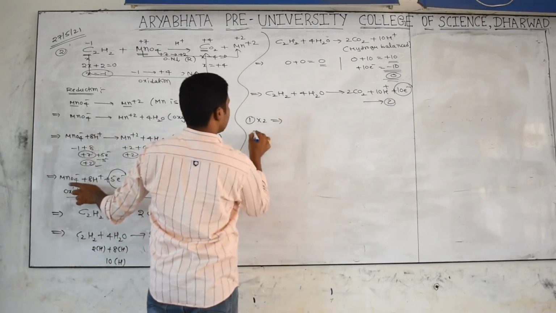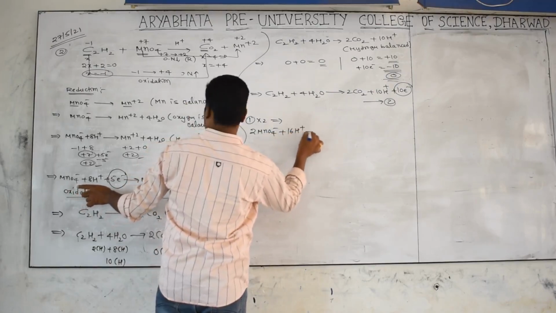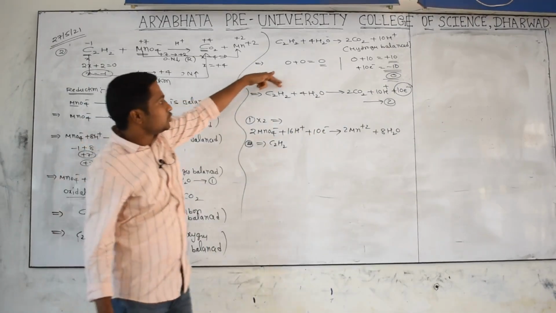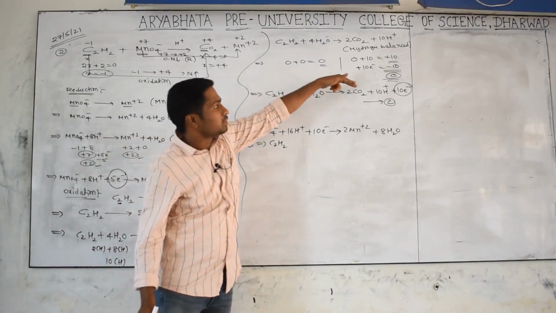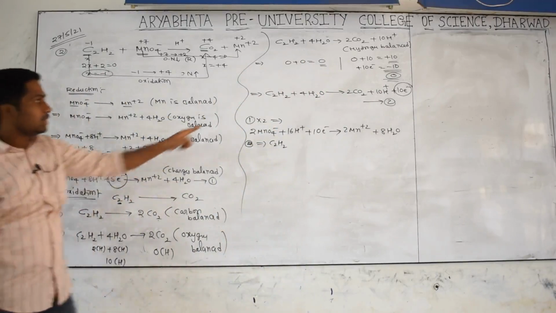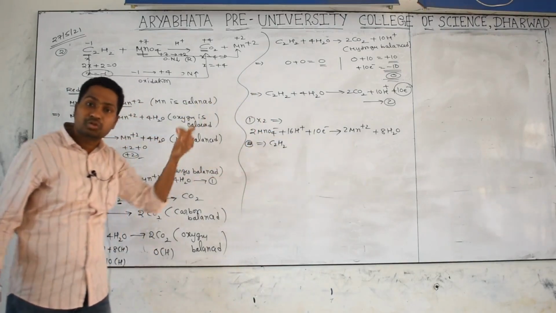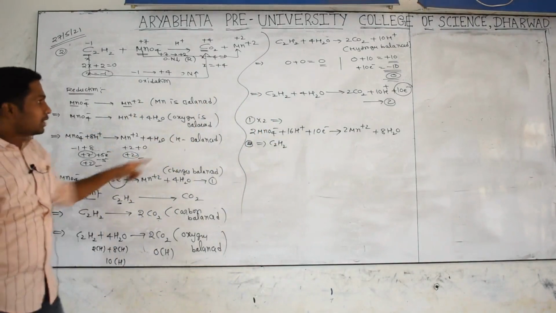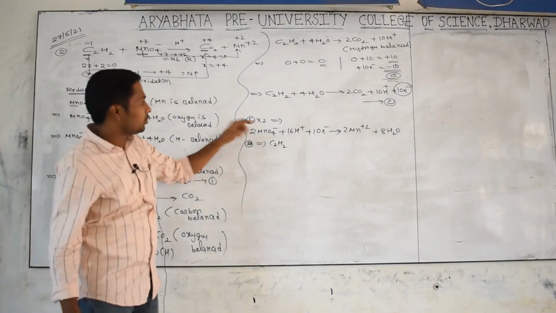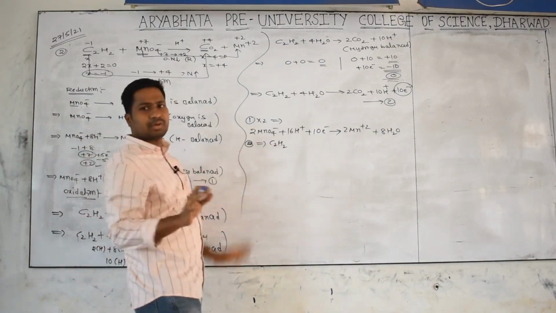Equation number 1 into 2 is nothing but 2MnO4 minus plus 16H plus 10 electrons gives rise to 2Mn plus 2 plus 8H2O. In equation number 1 we have 5 electrons, in the second equation 10 electrons. What is the concept? However many electrons are lost, that many electrons have to be gained. To equalize, the whole equation is multiplied by 2. Equation number 2 stays as it is, because it already has 10 electrons.